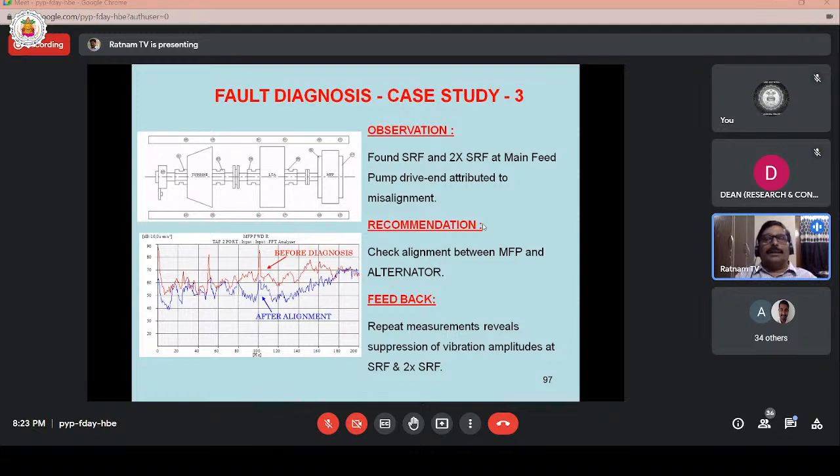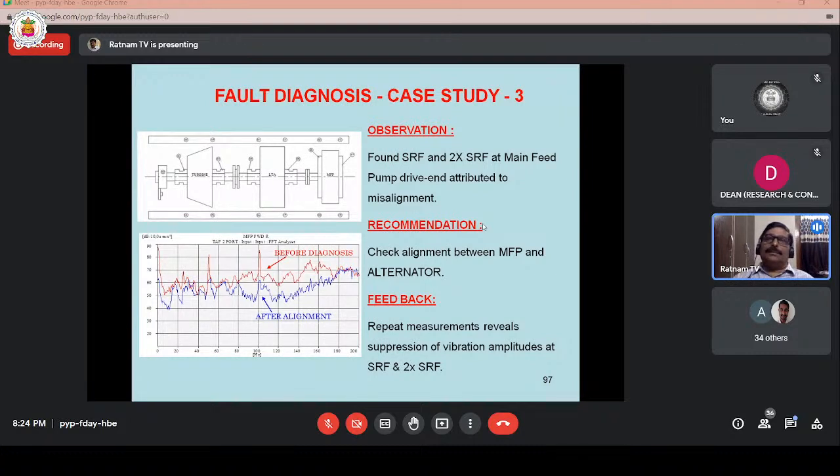Because there may be an alignment issue with the main motor pump, main feed pump and alternator, or alternator and turbine. So when you monitor more points, you can see vibration is directive, a directive phenomenon, showing where the fault is located. Amplitudes will be more towards the fault location. Accordingly we monitor several points and measure vibrations at different locations. And this is typically obtained at the main feed pump and the alternator.